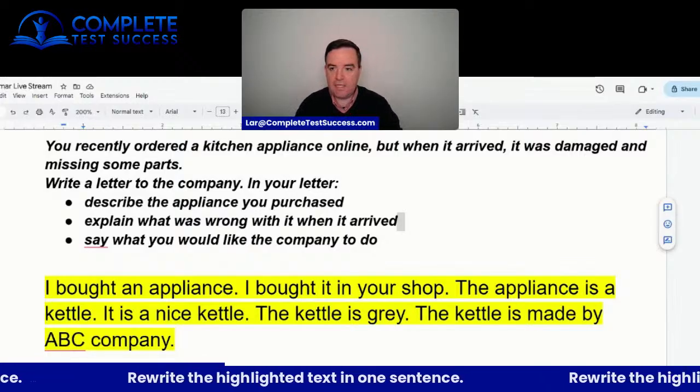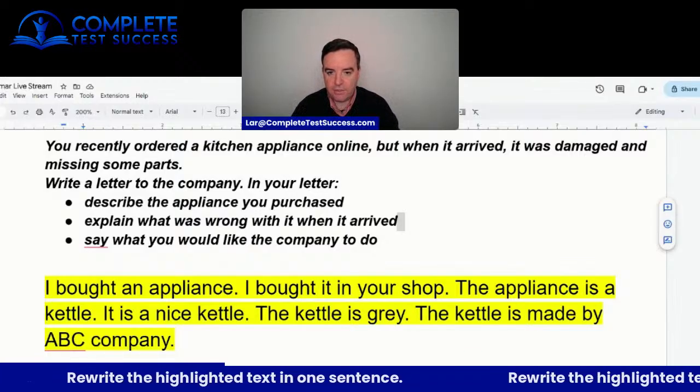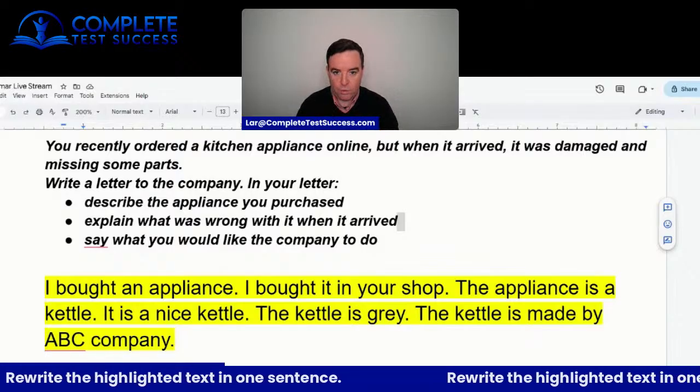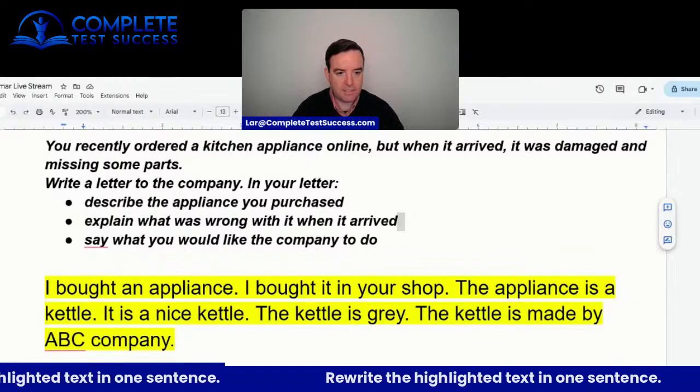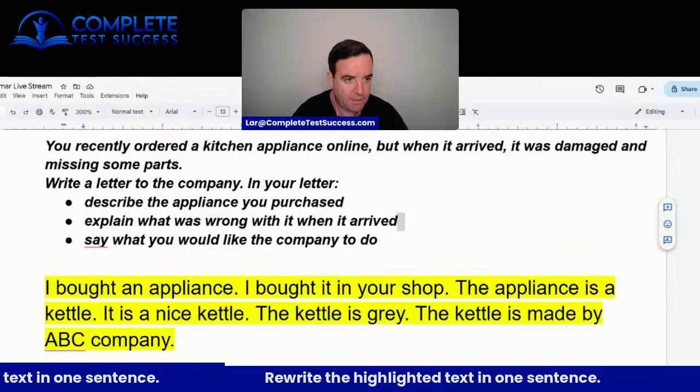I'm going to stay quiet for a minute or two. I want you to rewrite those sentences into one sentence, and then share it with me in the comments, and I'll be able to give you some feedback on that.